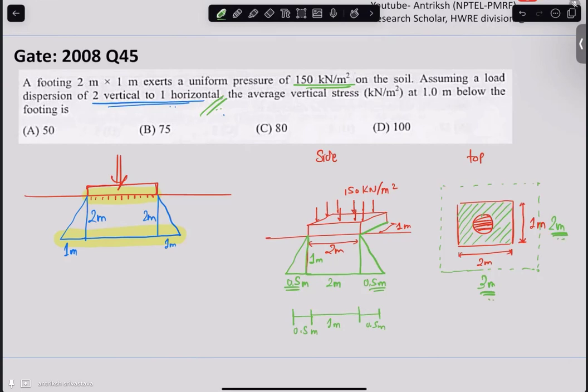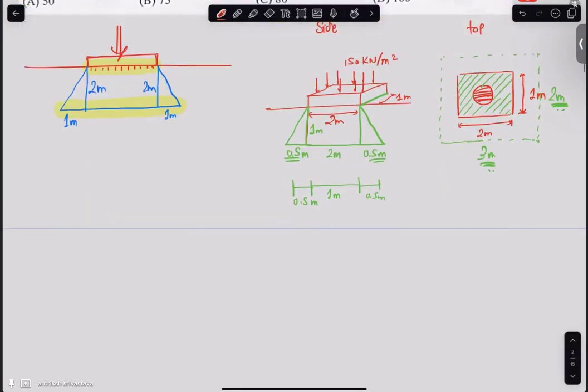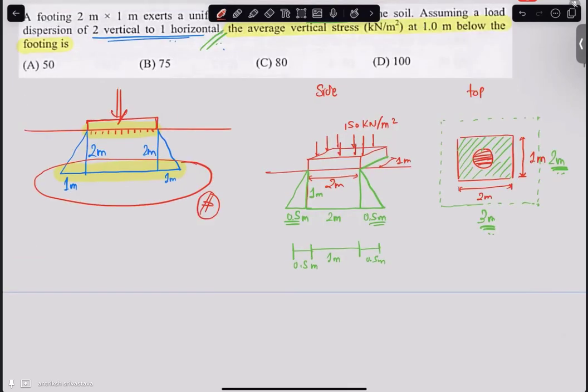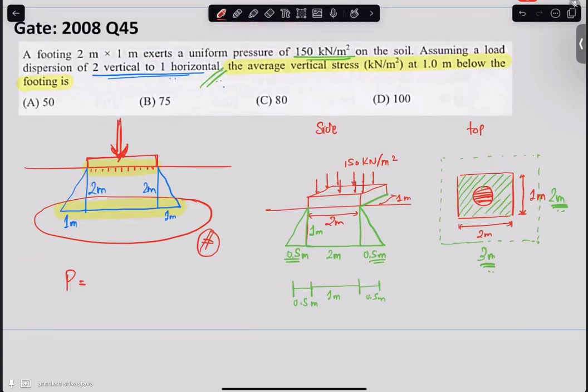Now what are they asking? They are asking us the average vertical stress at 1 meter. What do we know? We know that this soil here is also going to take the same load that is given on top of the footing. And is there any way that we can calculate that load? There is, right? We are given the stress.